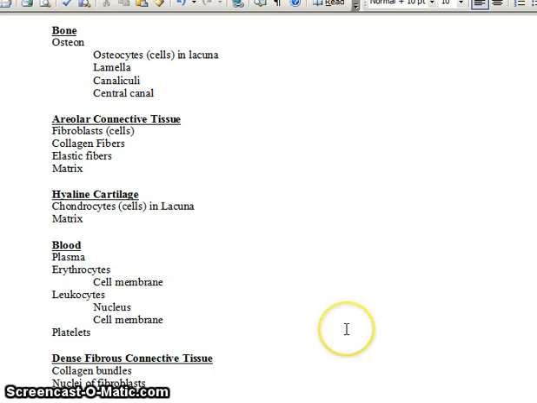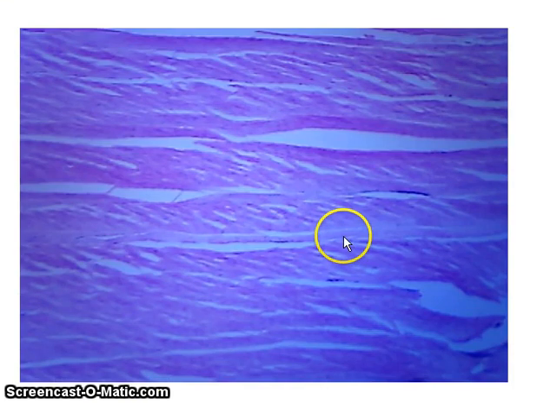Our final tissue for the connective tissues lab is going to be dense fibrous connective tissue, and you might also see this called dense regular connective tissue. And so we're going to look at a couple of different structures for this tissue type. Now at 40x you can start to see some detail here, but we're going to go up to 100x. And now you can really see some detail. All we're going to learn for this connective tissue type is collagen bundles, and you can see these dark little strands here. These are the bundles of collagen fibers.